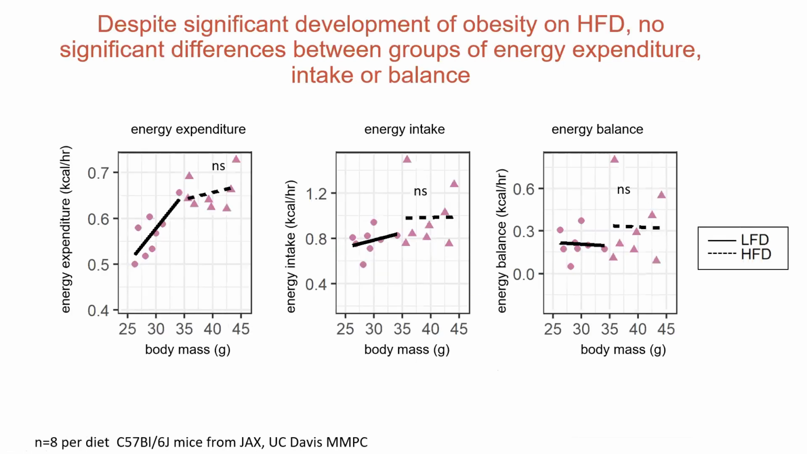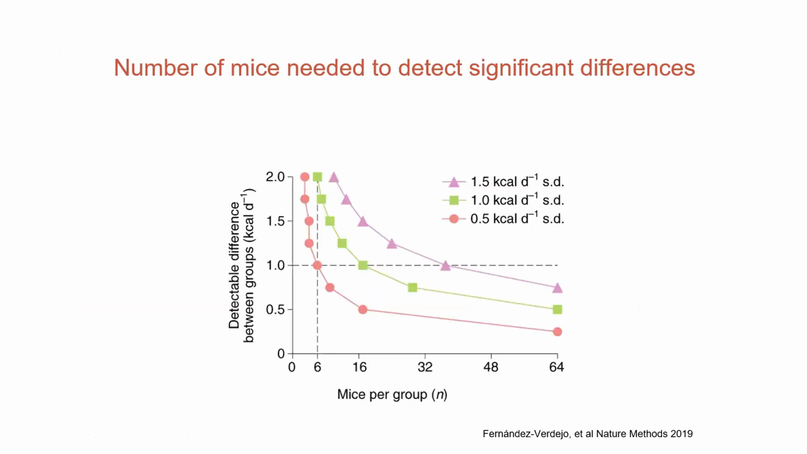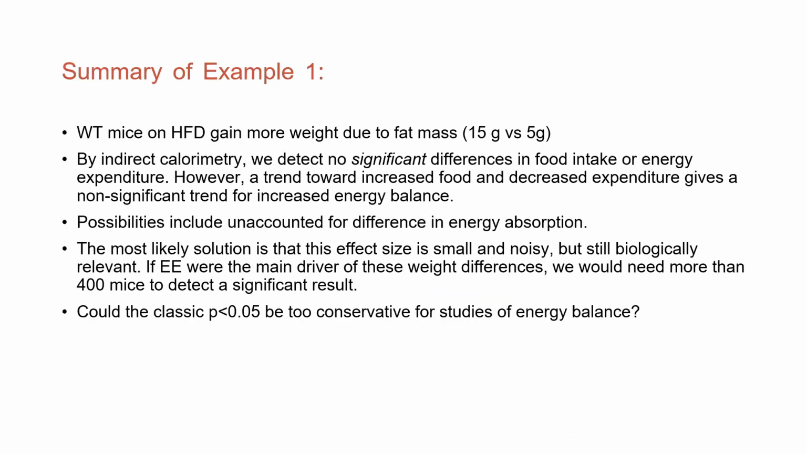In this experiment, we're actually seeing a smaller difference between groups, and we expect that based on the difference we see in that experiment, we would need probably 400 mice to get a significant difference. So wild-type mice on a high-fat diet gain more weight than the low-fat mice, and they gain an extra 10 grams of fat mass.